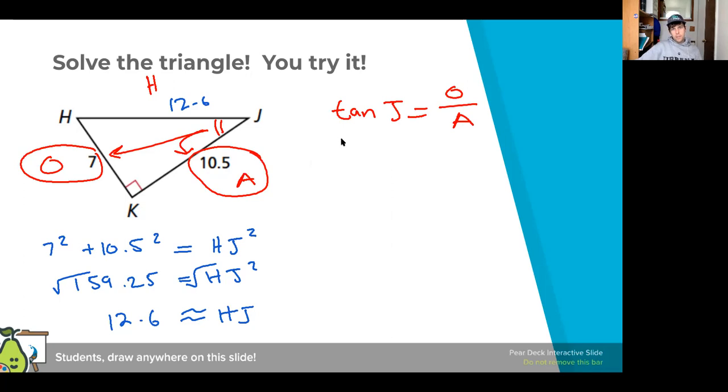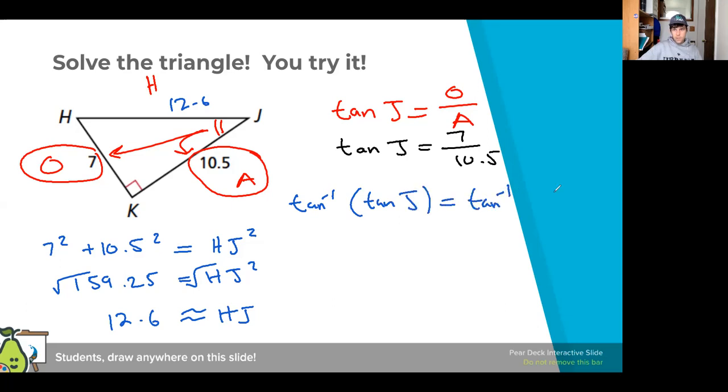Plug in the things we know. Tangent of J equals 7 over 10.5. We have to take inverse tangent of both sides of this. So we have tangent inverse of the tangent of J equals tangent inverse of 7 over 10.5. Again, we could have solved for J or H. I just made a decision to do J, just to make a choice. Tangent and tangent inverse cancel out. We have J equals, and then I'm going to again use my calculator here to calculate this.